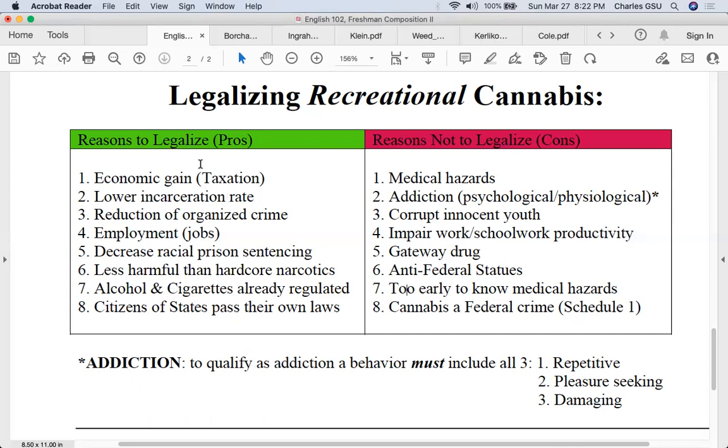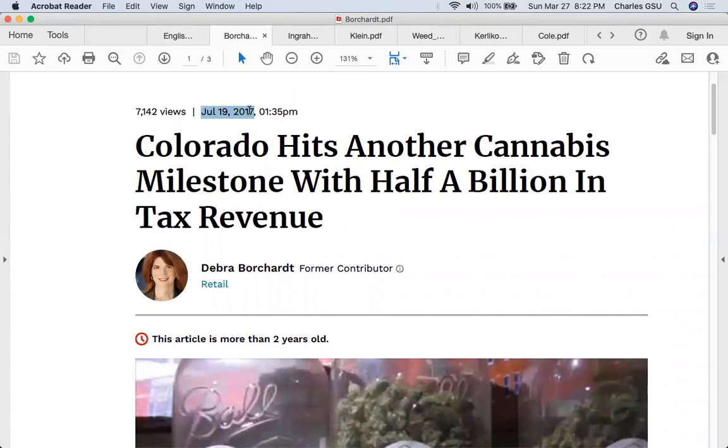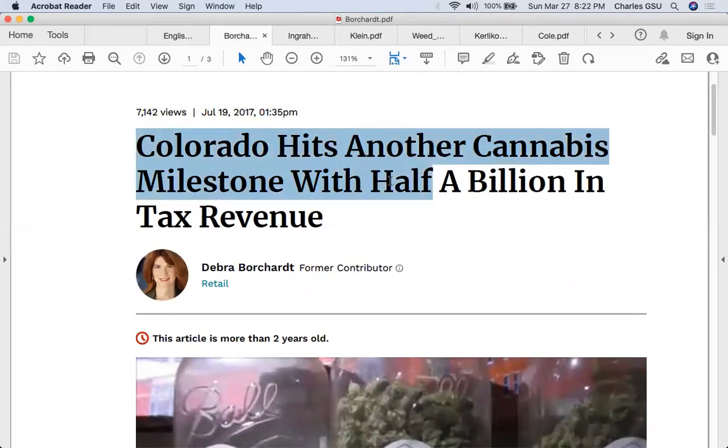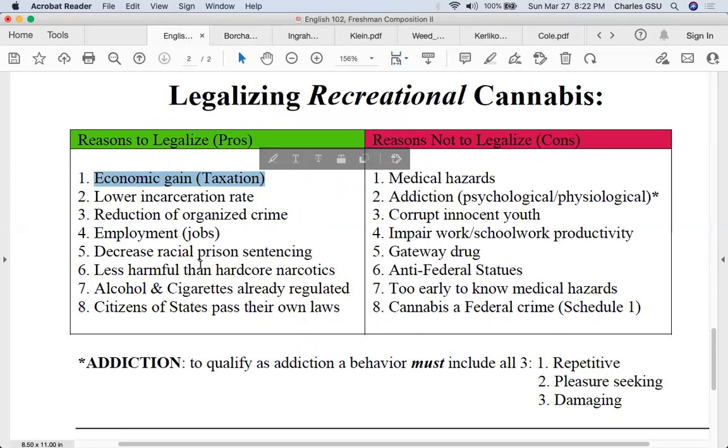Okay, so in your folder, there are a number of sources that are both for and against. So they're pretty easy to understand. And some of these obviously are dated, but there's a lot of information in here to make a compelling argument. So here, just a few years ago in 2017, Colorado hit a major milestone with $500 million in tax revenue. Not million, but billion, $500 million. And so this speaks to this issue right here of taxation, right? That they take the tax from the sale and distribution of recreational cannabis, and they use it for schools, for teachers, for mental health, for roads and other things, okay? And that's a good thing. It's helping everyone.